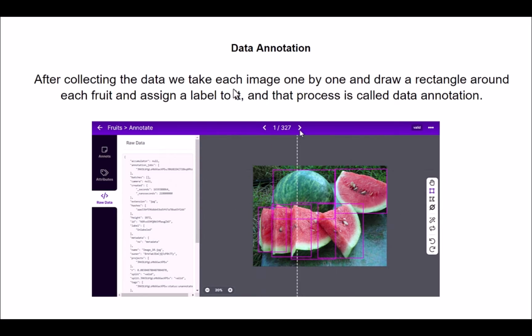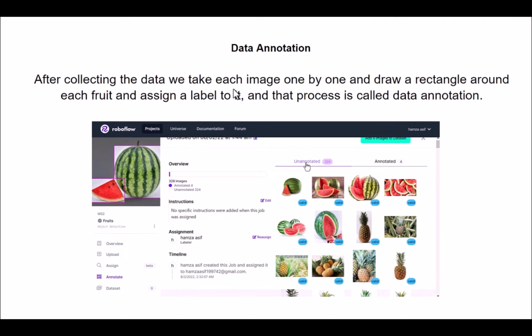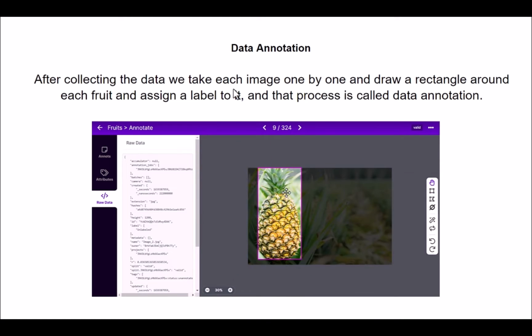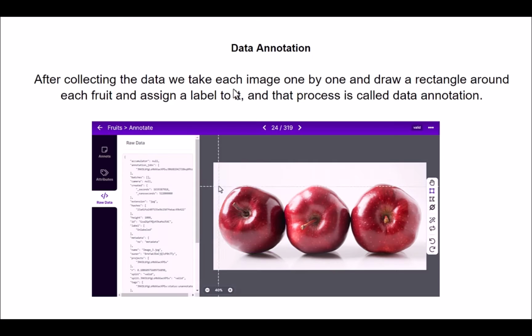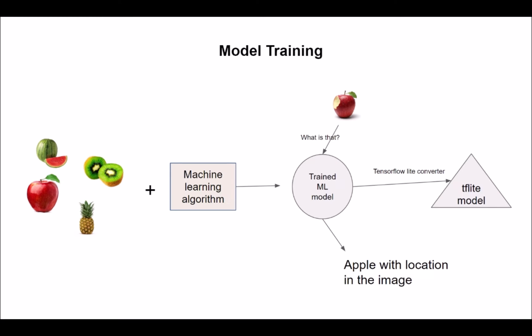So after collecting the data, we need to annotate it, and for annotating, there are several online tools using which we can easily annotate the data. It is necessary to annotate the data so that our model can learn where an object is present in the image while training. After dataset collection and annotation, the next step is model training. In this step, we take our annotated data and pass it to our machine learning algorithm, and we get our trained machine learning model.